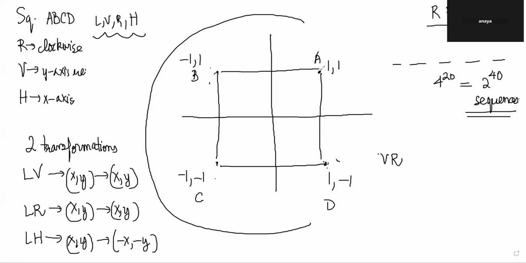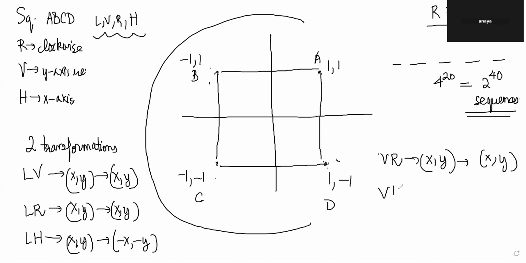So V is Y-axis. So Y-axis reflection will take it here. And R is a clockwise rotation, right? Clockwise rotation will bring it back here, right? 90 degree. So here also XY goes to XY only.